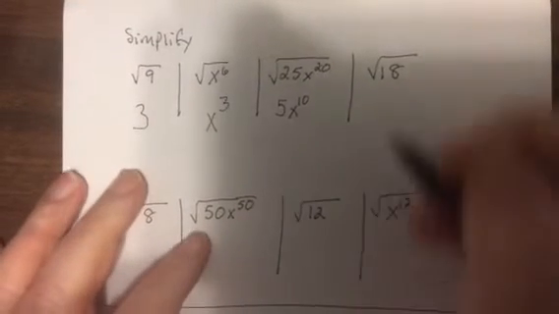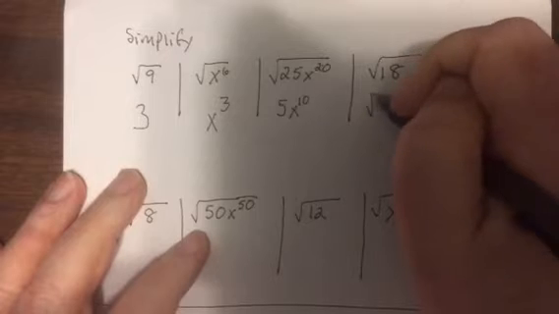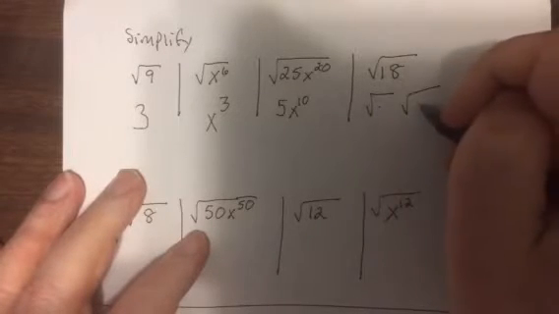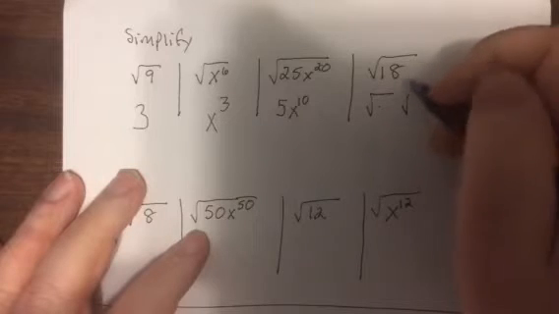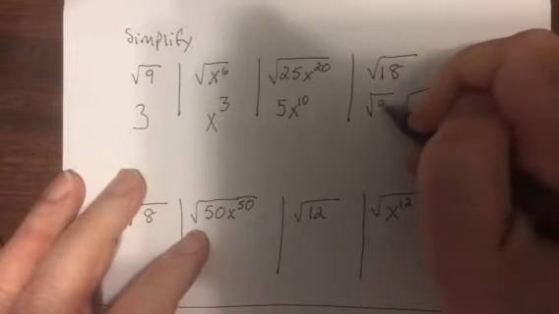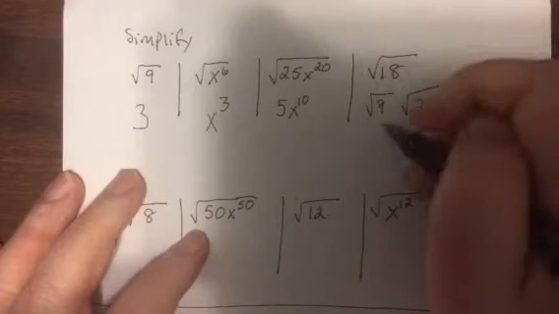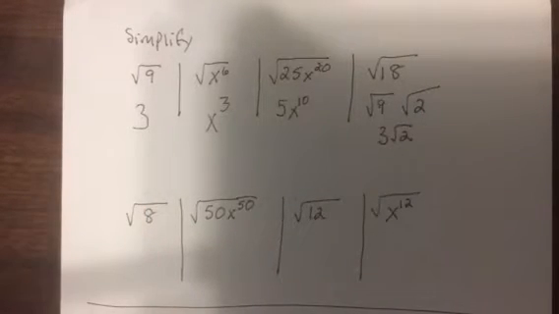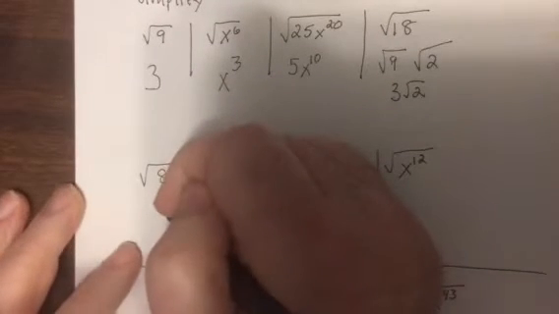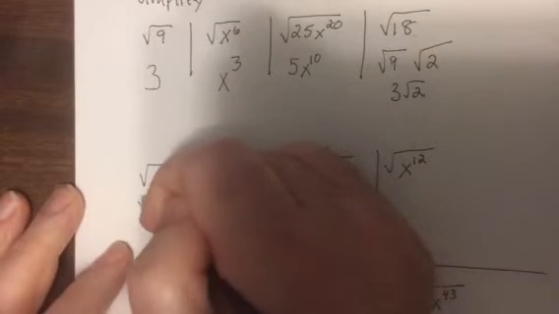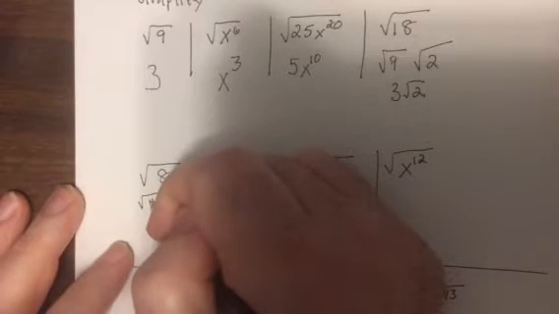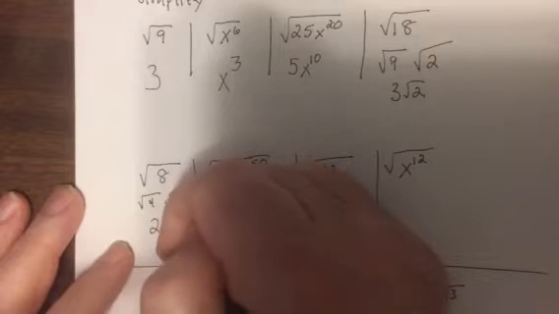Now, 18 is not a perfect square, so you've got to break it up into 2 parts: the perfect square and the rest of the stuff. Well, 18 is 9 times 2. 9 is a perfect square, so it's 3 square root of 2, because 3 times 3, you have 2 3's that make up 9. Square root of 8. That's 4 and 2. There are 2 2's in 4, and the square root of 4 is 2.